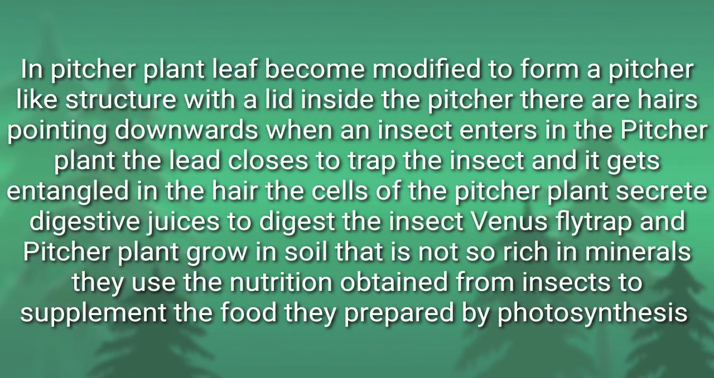In the pitcher plant, a leaf becomes modified to form a pitcher-like structure with a lid. Inside the pitcher plant, there are hairs pointing downwards. When an insect enters the pitcher plant, the lid closes to trap the insect and it gets entangled in the hair. The cells of the pitcher plant secrete digestive juices to digest the insect.